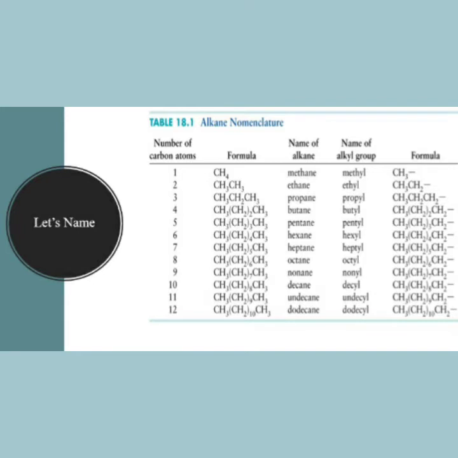7 heptane, branch heptyl. 8 octane, branch octyl. 9 I call it nonane, and the branch is nonyl. 10 is decane, and the branch is decyl. 11 is undecane, and the branch is undecyl. 12 is dodecane, and the branch is dodecyl.